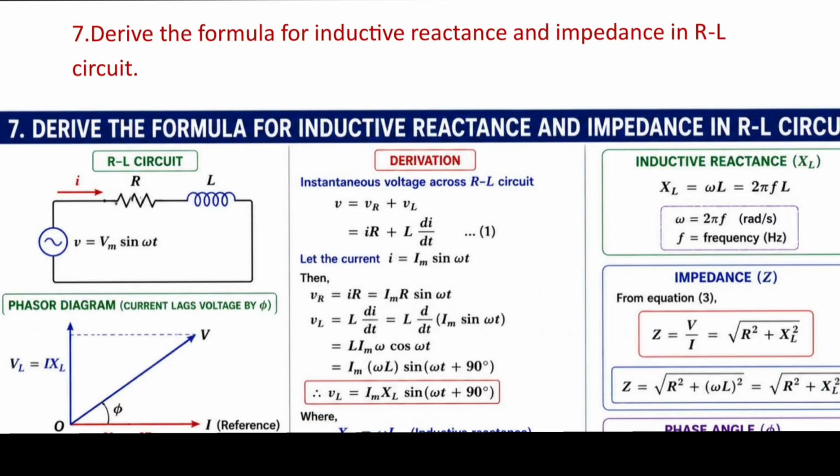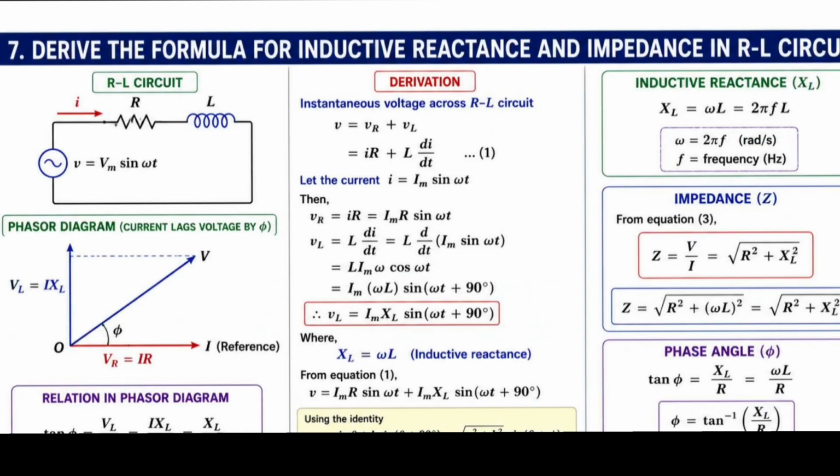Next is derive the formula for inductive reactance and impedance in RL circuits. Okay, we have to derive the equation. So this is the derivation. Let us consider an RL circuit with resistor and inductor, and the supply is given as v is equal to Vm sin omega t. If you write the phasor diagram, you can see the phasor diagram. Voltage with respect to the resistor and the inductor, you have to write this diagram.